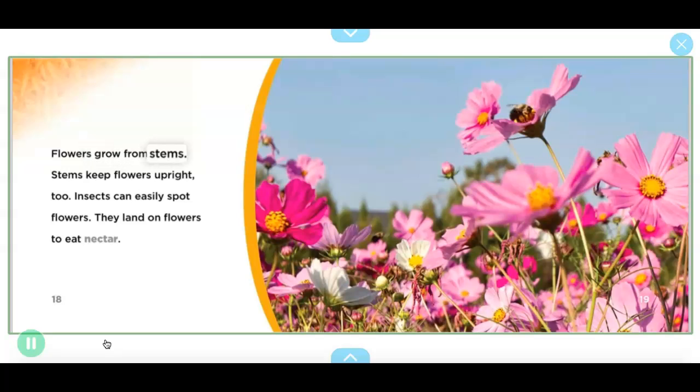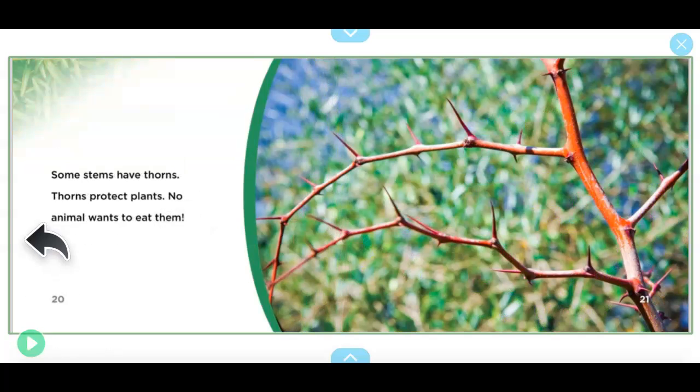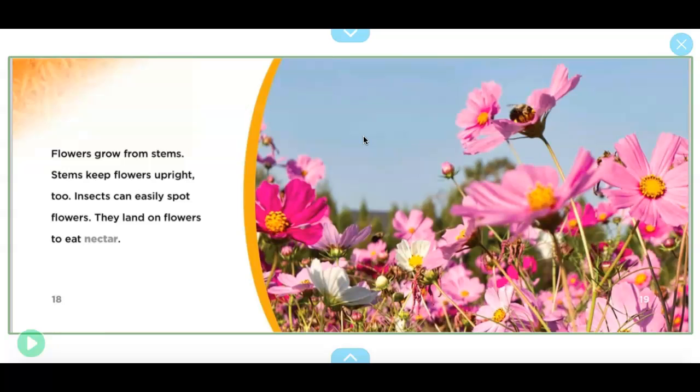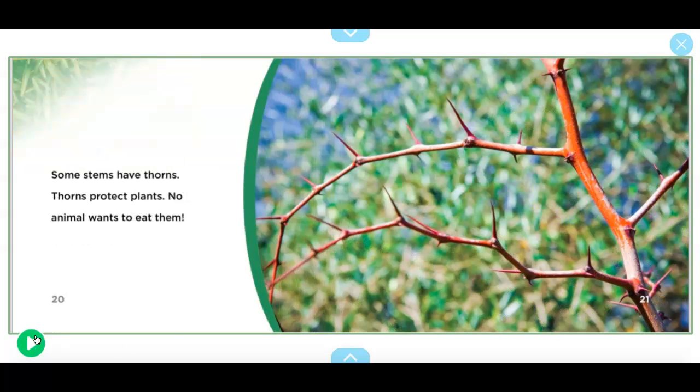Flowers grow from stems. Stems keep flowers upright too. Insects can easily spot flowers. They land on flowers to eat nectar. So again, the stem holds the plant upright, and it also holds the flower upright so that insects can easily find it. Some stems have thorns. Thorns protect plants. No animal wants to eat them.